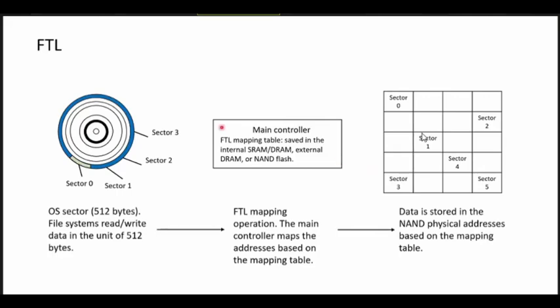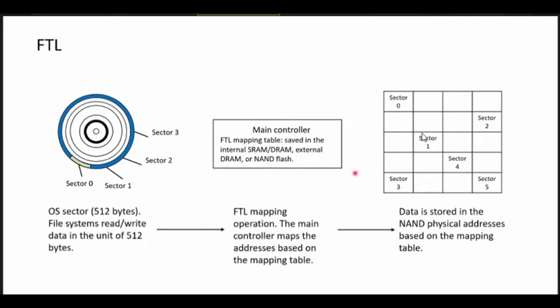So FTL. This is how it works on what you're calling hard disk drives. When you're writing data into a hard disk drive, you're writing data into sectors, and sectors are in tracks. Each sector might be 512 bytes, so the file system writes a unit of 512 bytes. If you have multiple 512s, multiple sectors will be used up. FTL mapping operations: the main controller maps the address based on the mapping table, like where to find the data.